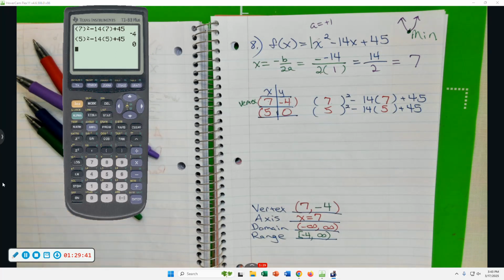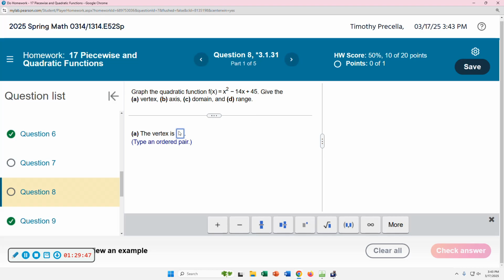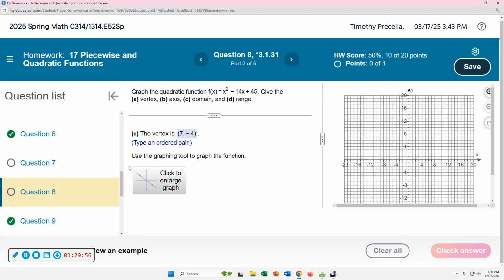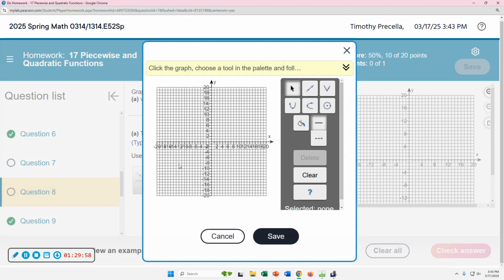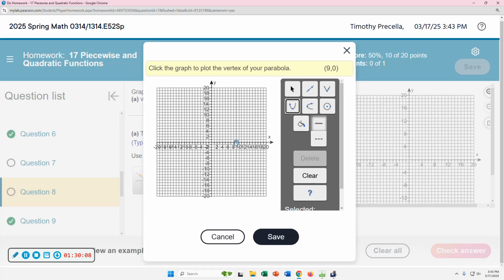We better start typing in the answers. The vertex we said was 7, negative 4. Oh, we have to draw the graph. You click your vertical parabola tool, and then the first point you plot is the vertex, 7, negative 4.